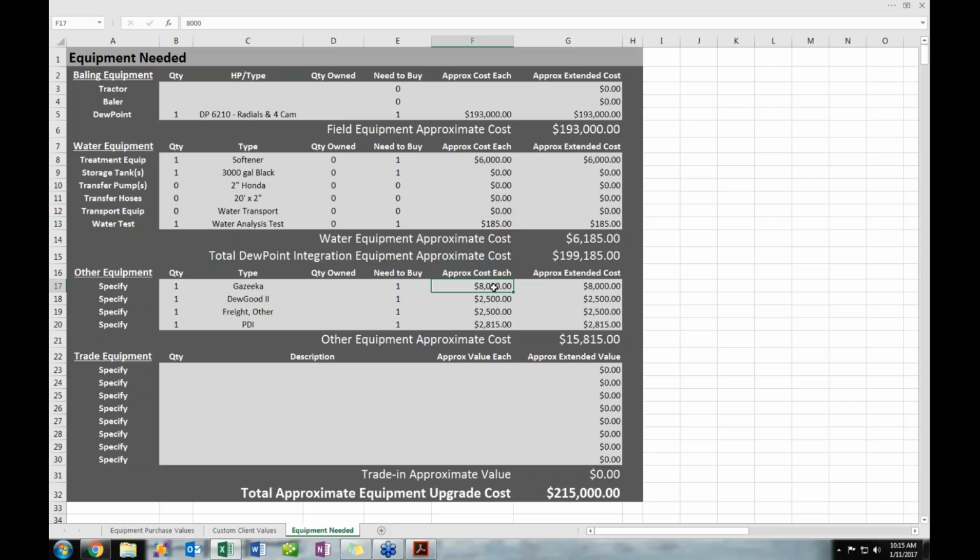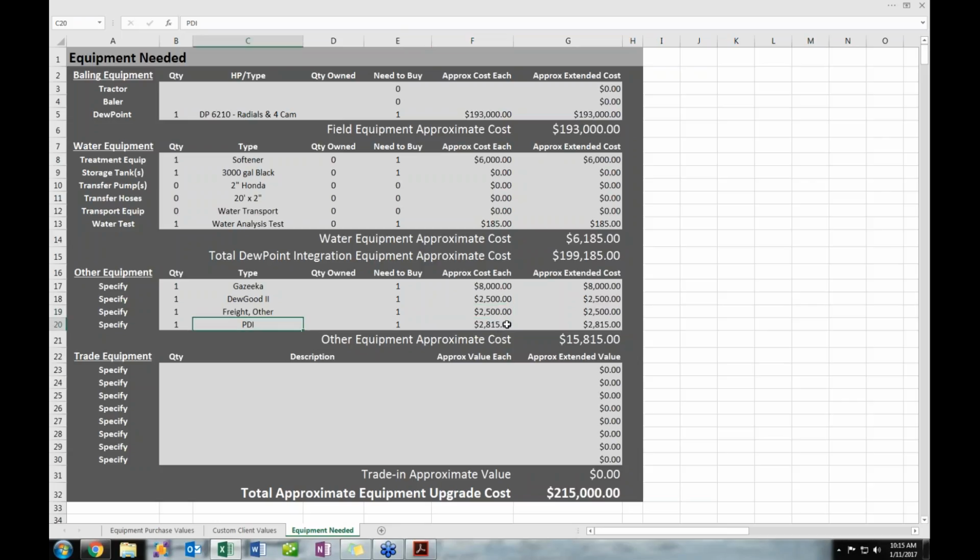That's part of taking care of the water treatment. Not everybody has to buy a Gazika, but most people will. This is just an approximate cost of the actual sensor to mount to the baler, so I've added that in there as well. If we took that off, then obviously this number is going to drop. A drum of Do Good, about $2,500. Freight, on average, is $2,500. Some it's more, some it's less.